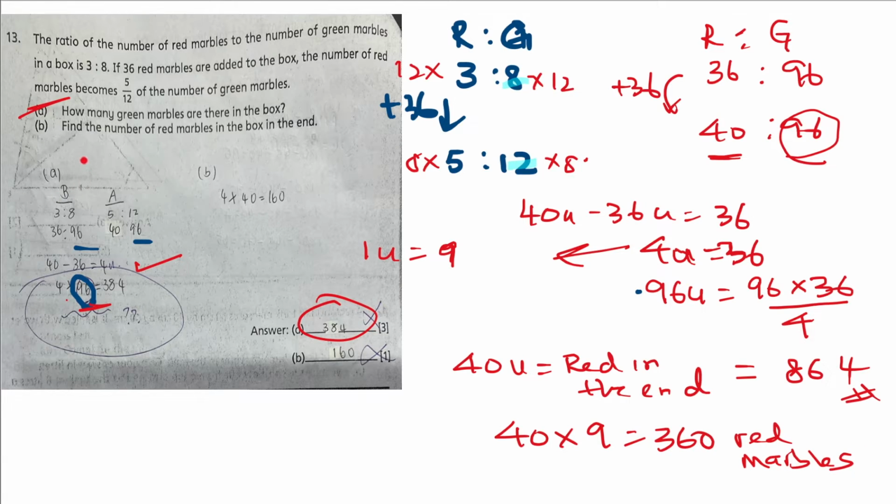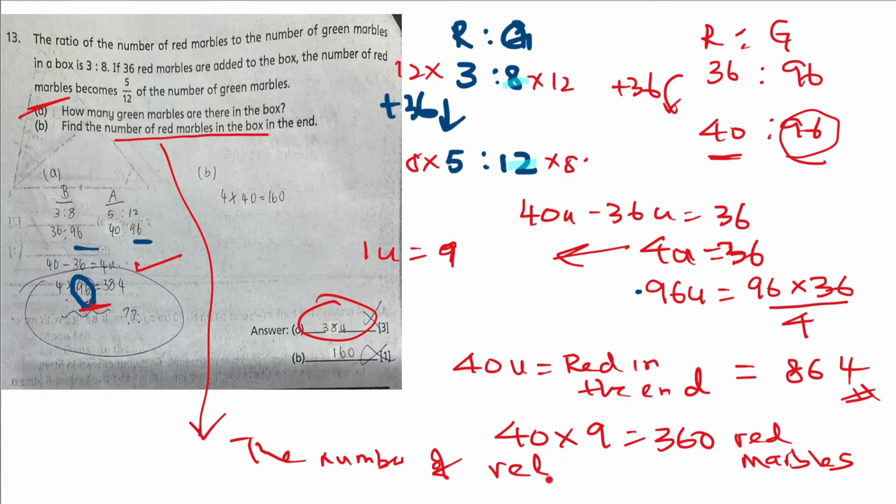Please write your sentence. Find the number of what in the end. So you have to write here the number of red units in the end, of red marbles in the end, then equals to this. Okay, I want to see sentence. I want to see clear working.